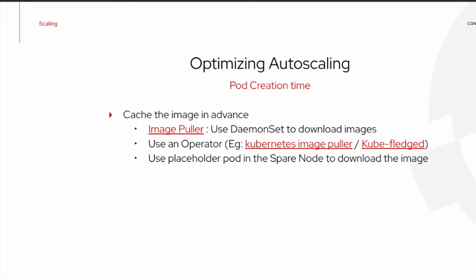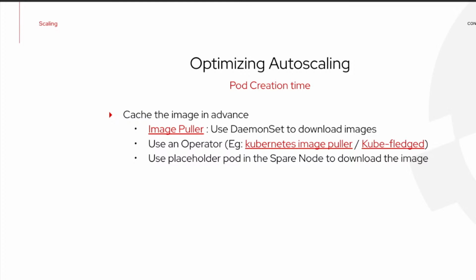If your company allows you to cache the image in advance, in that case, always try to cache the image in advance. There are some companies which have an image pull policy set to always for some reason, for example security. In that case, you have no chance for this because it always has to pull the image from the registry. But if your company allows, you can optimize pod creation time by downloading the image in advance.